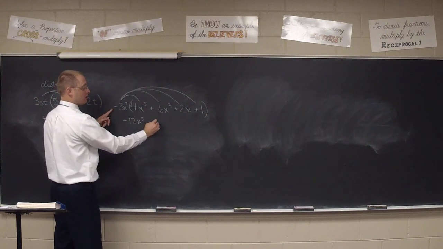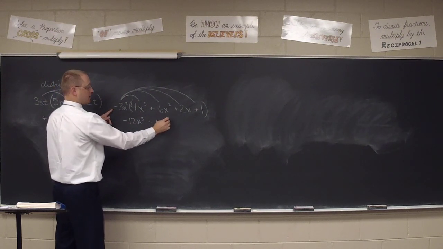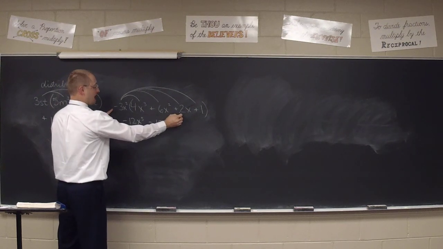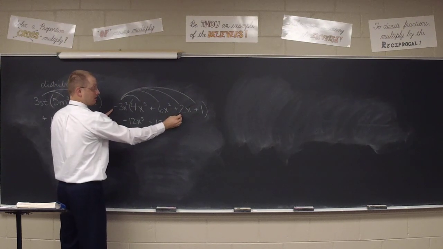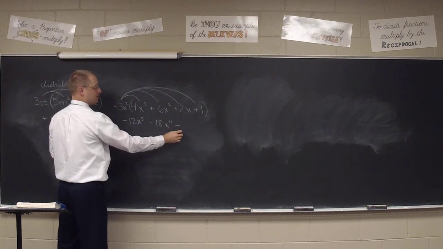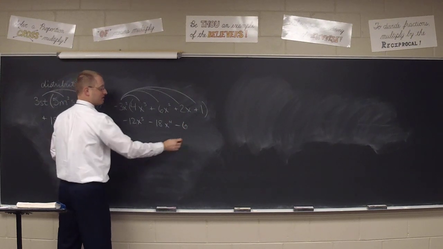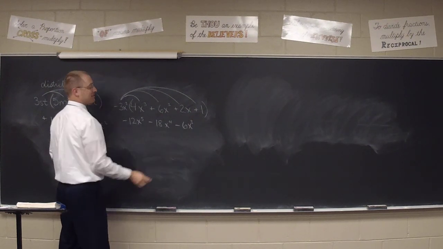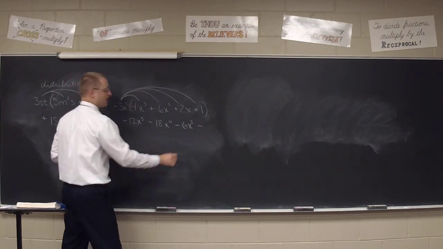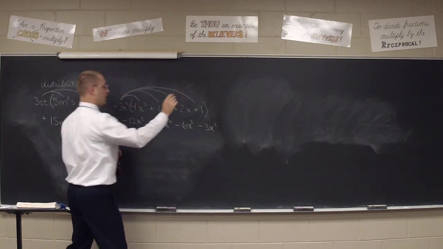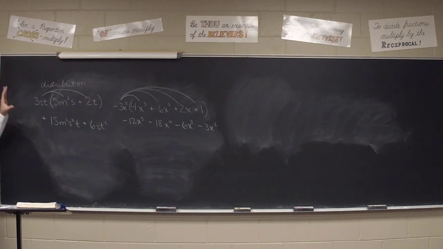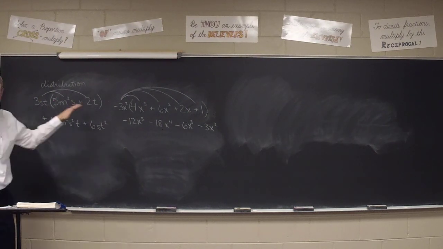Sign, negative number 18, letter x to the 4. And then sign, negative number 6, letter x cubed. And then sign, negative number 3, letter x squared. And there we go. Same answer we got a moment ago, but it's written horizontally. It's written side by side.